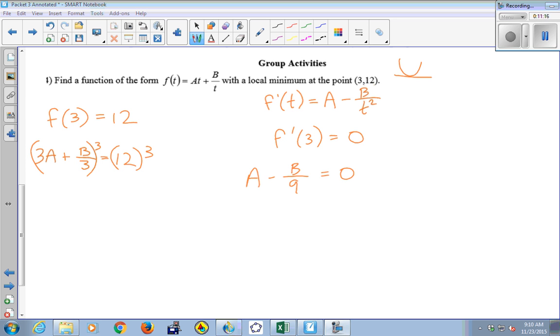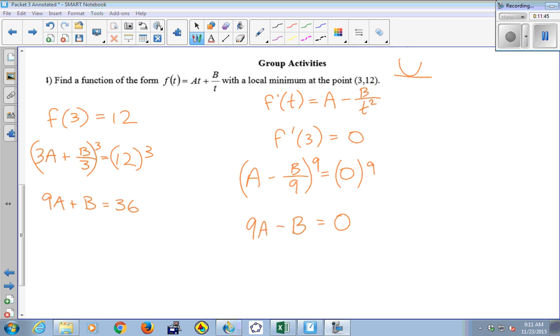So 3 times 3a is 9a. 3 times b over 3 is b. So I have 9a plus b equals 36. And then my other equation, what should I multiply both sides by? 9, if I want to get rid of my fractions. So I have 9 times a is 9a. b over 9 times 9 is b. 0 times 9 is 0.